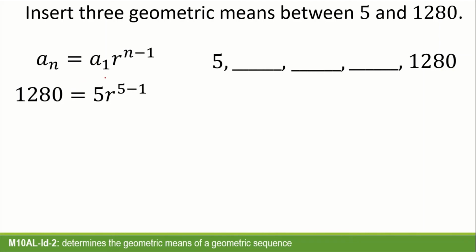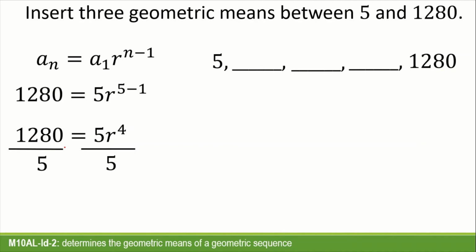Okay, after identifying the values, next is we substitute. So, ito na yung next step. And then, simplify. So, simplify muna natin yung ating exponent. So, we have 1,280 equals 5 times r raised to the 4th power kasi 5 minus 1. Ngayon, ang target natin ay maiwan si r raised to the 4th power on one side of the equation. Kaso, meron siyang kasamang 5 or may coefficient siyang 5. So, para cancel out natin yan, we divide both sides by 5.